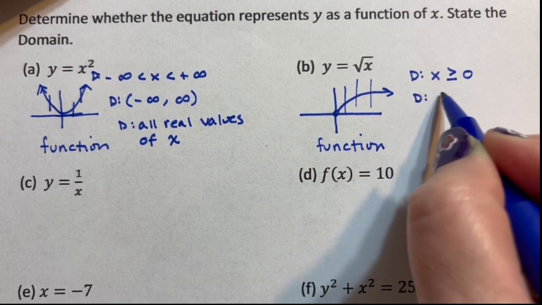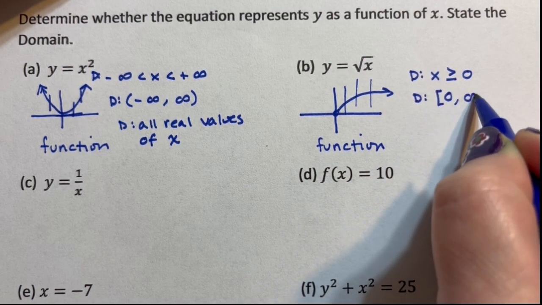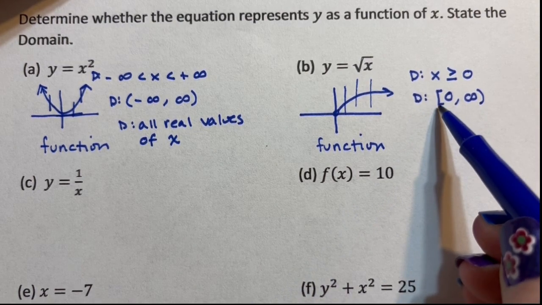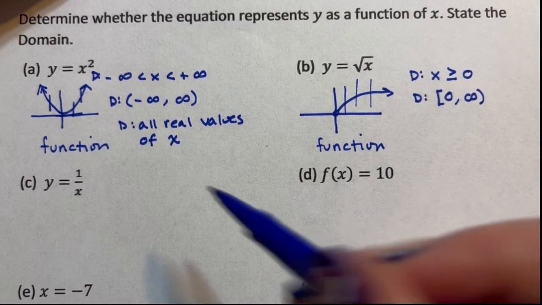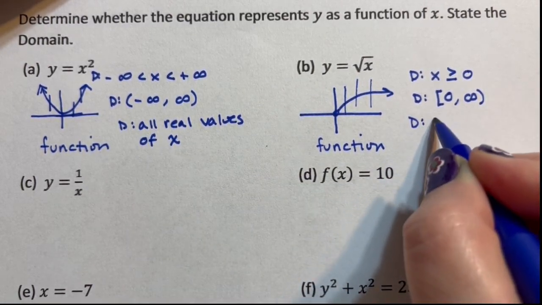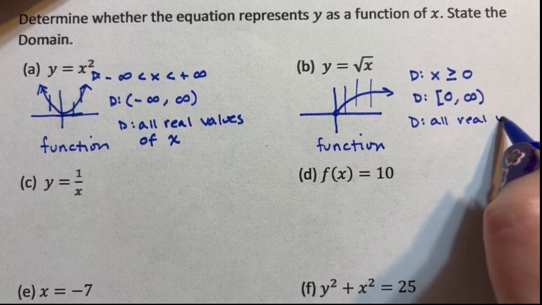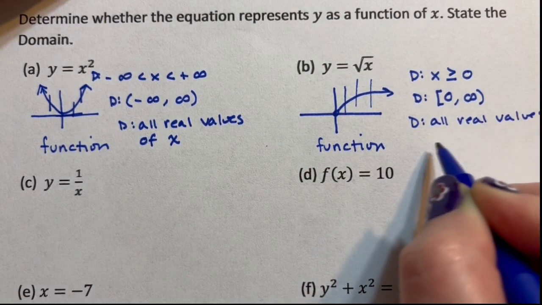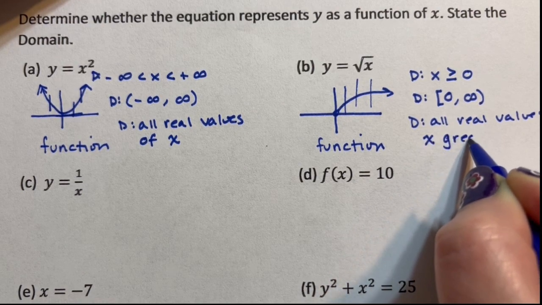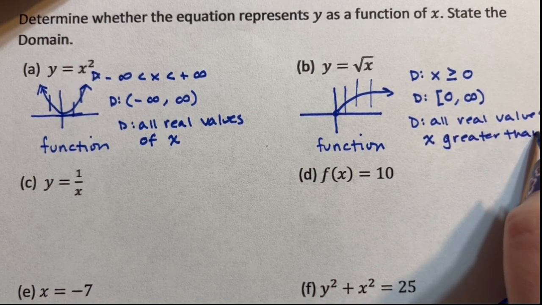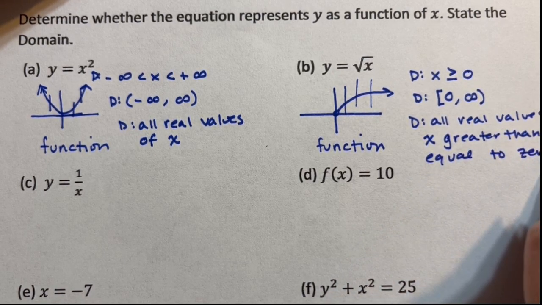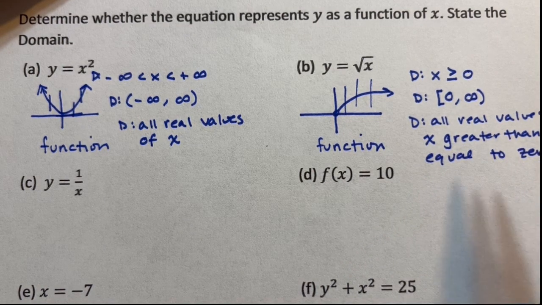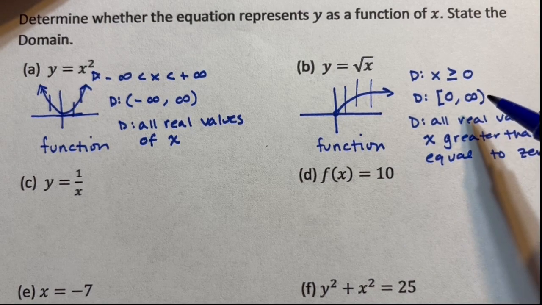If I want interval notation, I would say 0 to infinity. Now, the bracket means it can equal 0. The parenthesis means it's reaching but not equaling. If I wanted the sentence form, I would say all real values of x greater than or equal to 0. I have no idea why I would choose that form when these two are so succinct. So I may not go with this one very much. Okay.